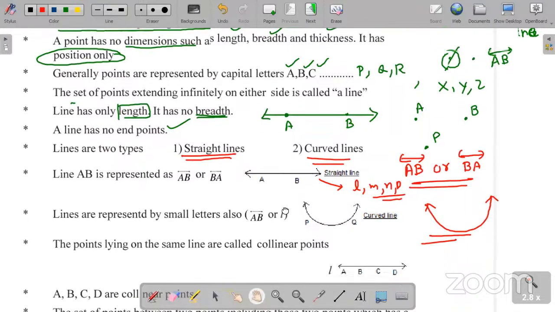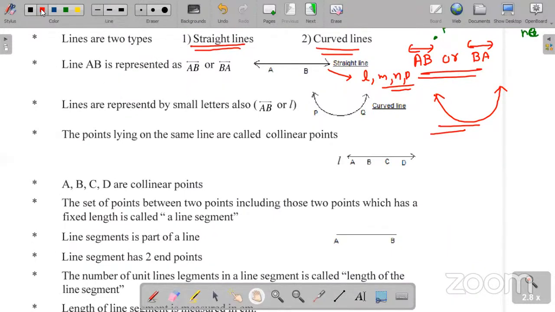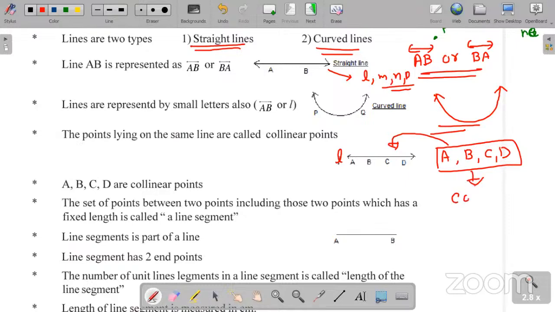Next, a very, very important point, you remember. Suppose on the line l, we have point A, point B, point C, and point D. These 4 points lie on the same line. So these points are called collinear points. What do you mean by collinear? The points lying on the same line are called collinear points. So here A, B, C, D are collinear points.